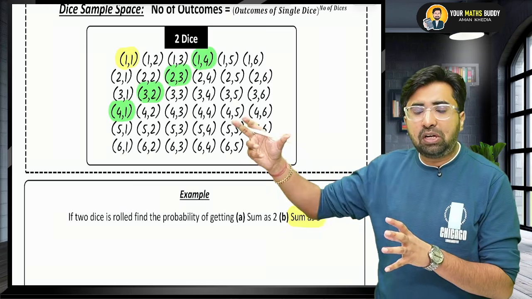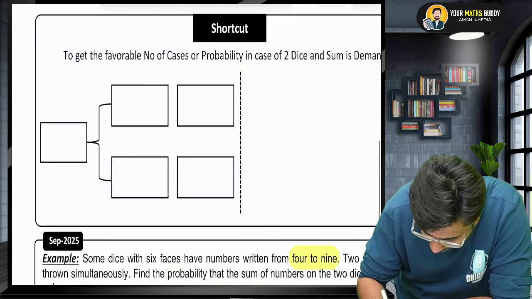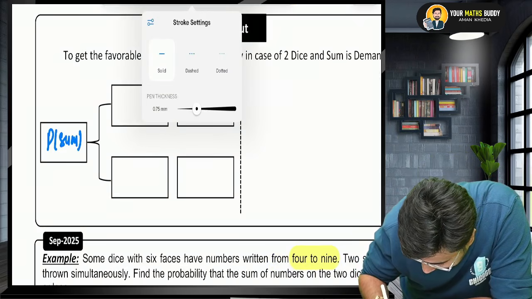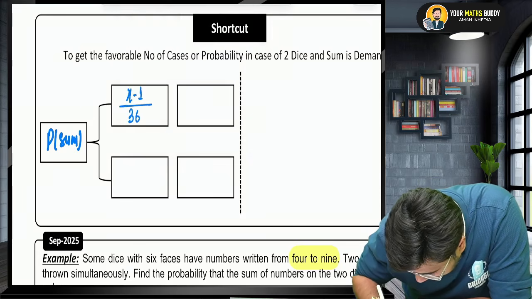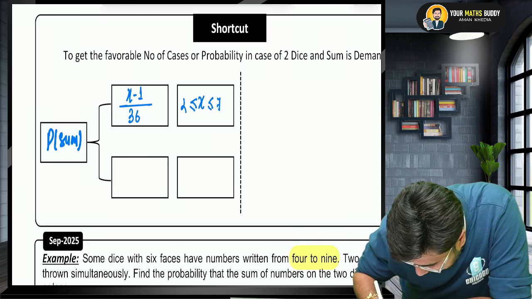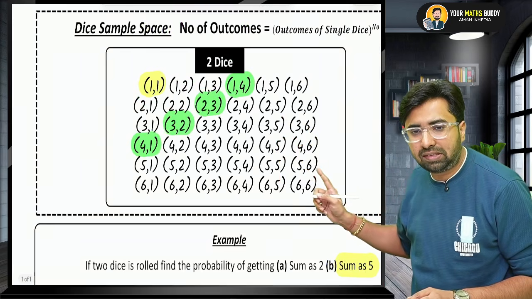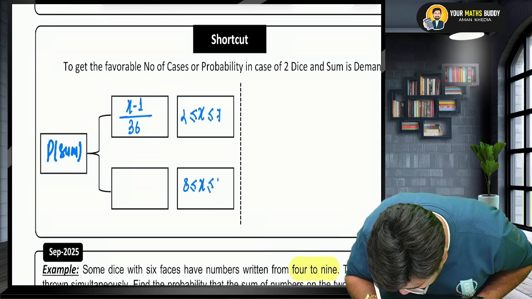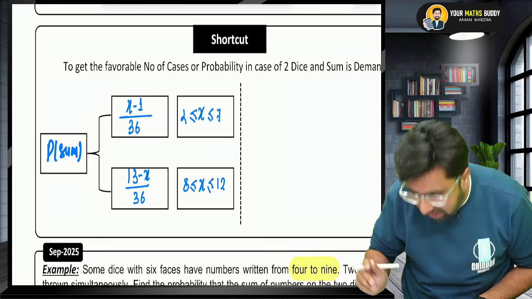But guys, if you try to make the dice table, this will take a lot of time. So we have drafted one trick. If you want the probability of getting sum equals x, the shortcut is x minus 1 upon 36, if you want the sum between 2 to 7. The minimum sum in the case of two dice is 2 and the maximum sum is 6 plus 6, 12. And if you want the sum from 8 to 12, we will use the shortcut 13 minus x upon 36. This is a normal trick.